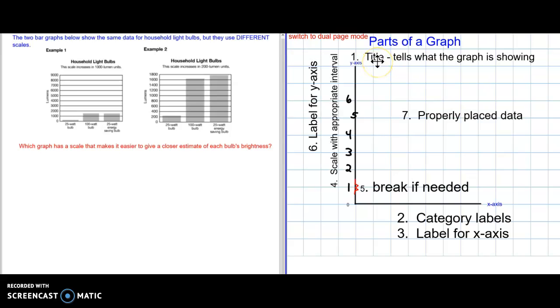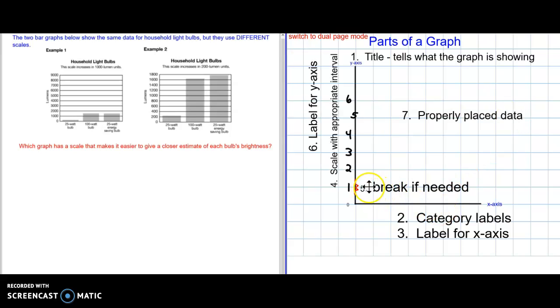Every graph needs to have a title. Every graph needs to have labels for your different categories of what's being analyzed on the x-axis. And then you need a label for the entire x-axis. You need to have a scale with an appropriate interval. You need to have a label for that y-axis telling me what those numbers stand for. And you need to have properly placed data. Those are the 6 things that every graph needs to have.